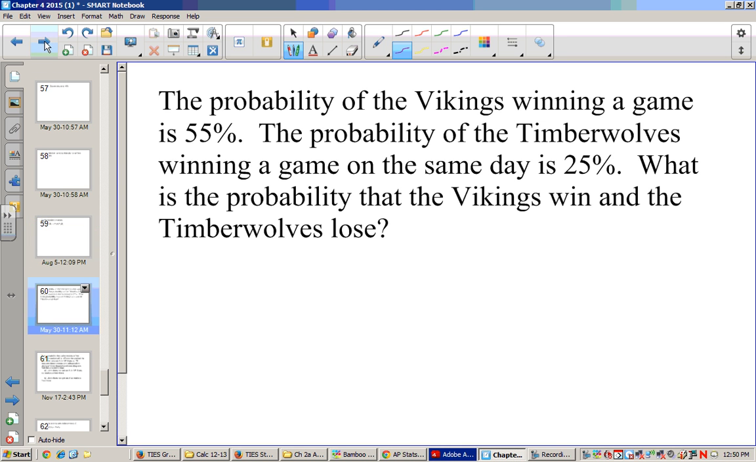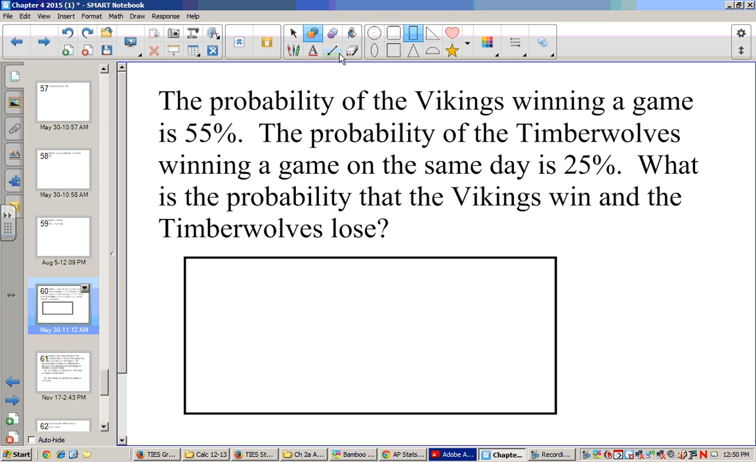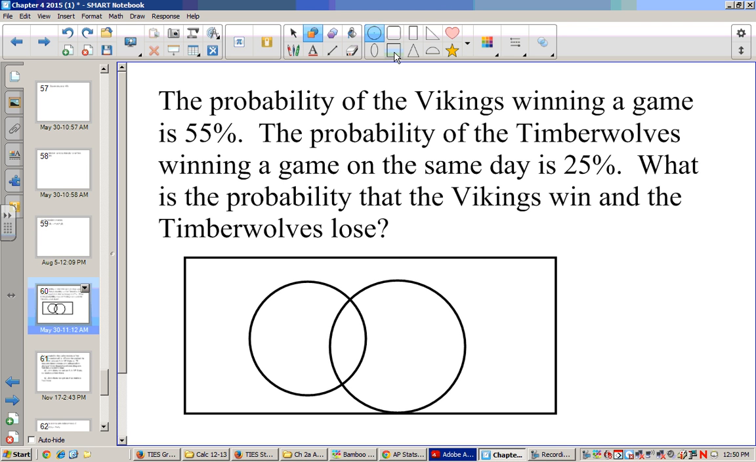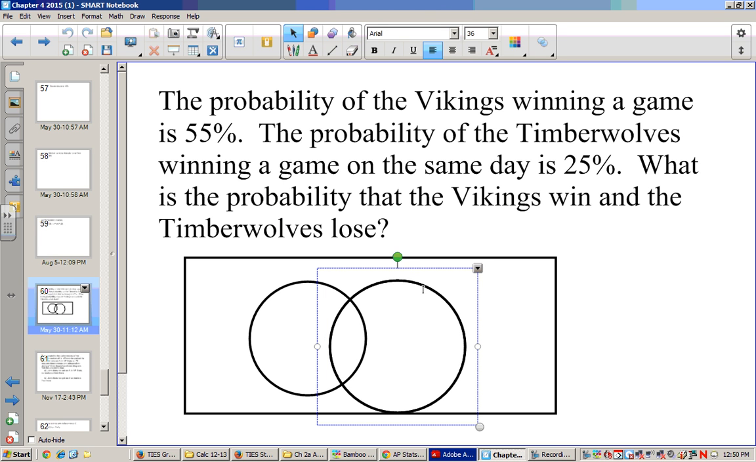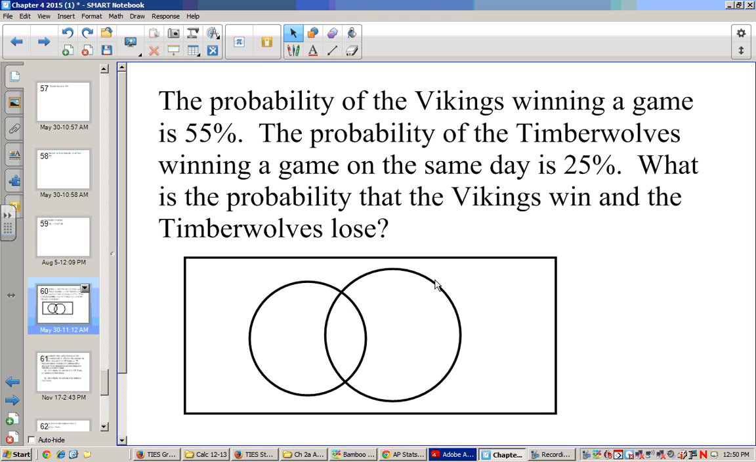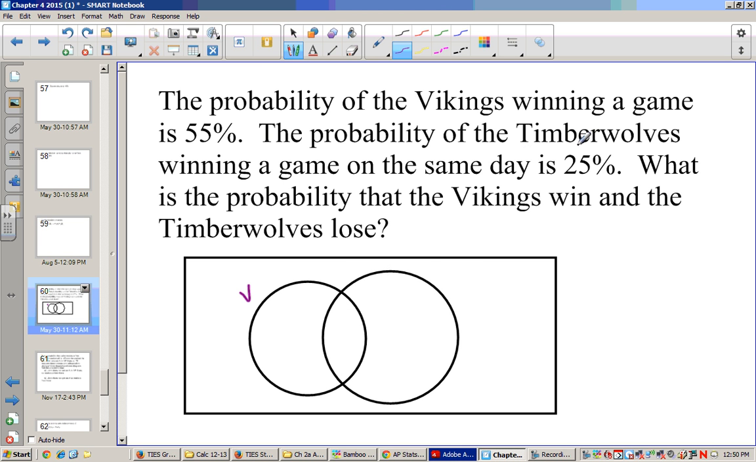So in this next example, the probability the Vikings win a game is 55%. The probability that the Timberwolves win a game is 25%. What's the probability that the Vikings win and the Timberwolves lose? Well, first off, let's draw a nice rectangle to talk about our sample space. And then we can have a couple circles in here representing the Vikings and the Timberwolves. All right. So the probability that the Vikings win is 55%. The probability that the Timberwolves win is 25%.